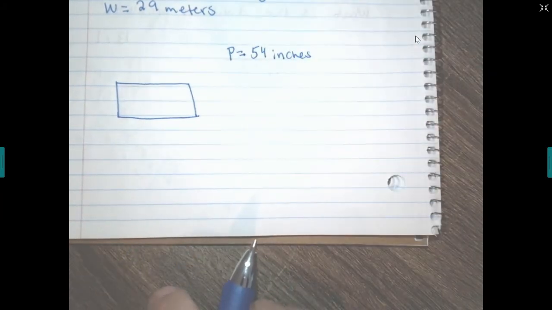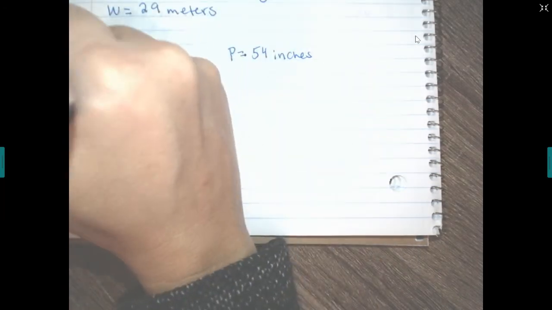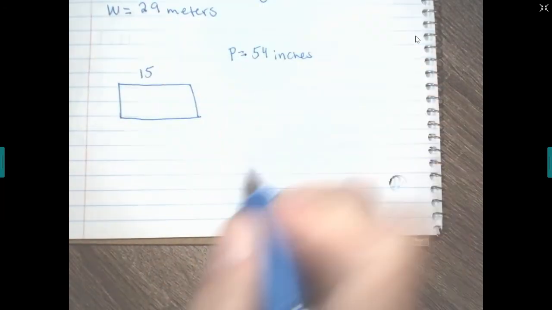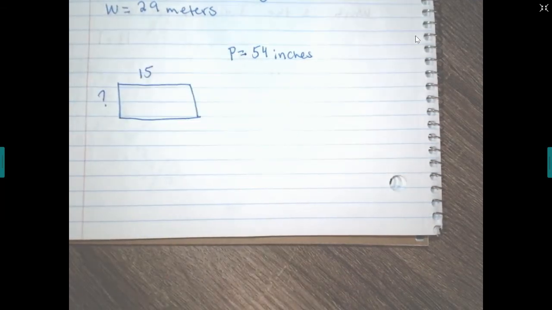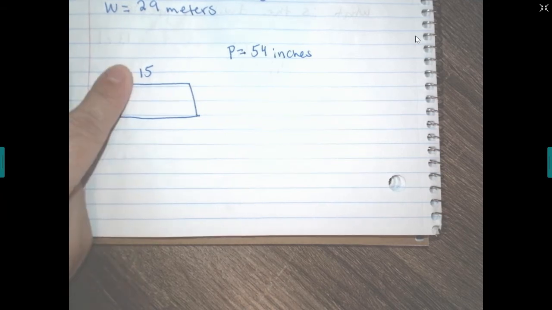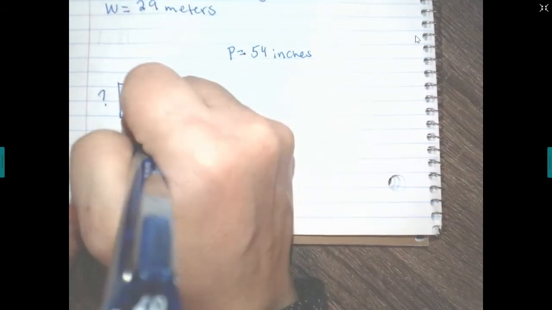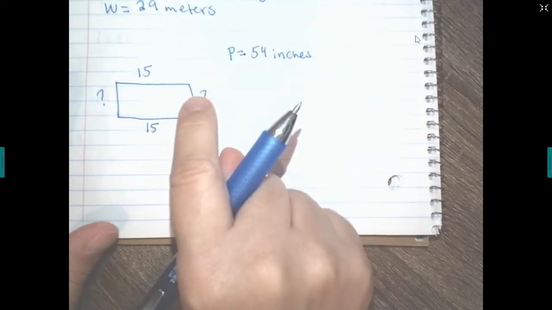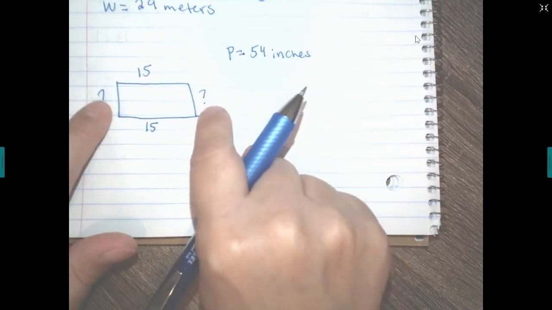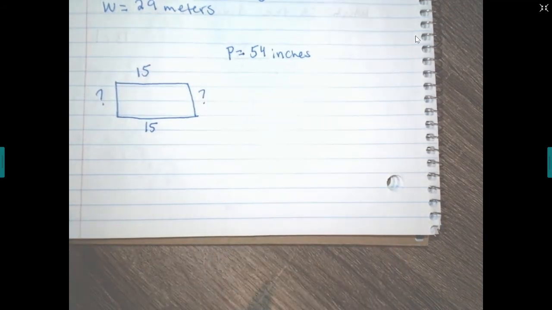I know that the length, or one of the sides, is 15 inches. I'm just going to put it up here. I need to figure out the other side length. So this is a 3-step problem, okay? So I need to fill in a little bit about what I know about rectangles. I know that if this side's 15, this side is also 15. And I'm trying to figure out the width of each side. And I have 2 of those sides, so eventually I'm going to have to share it.